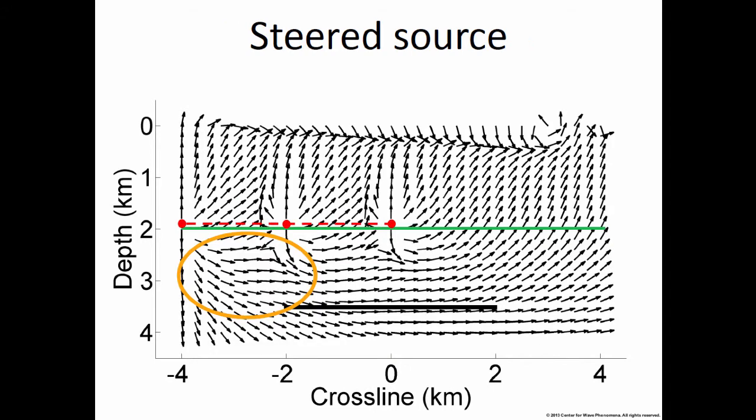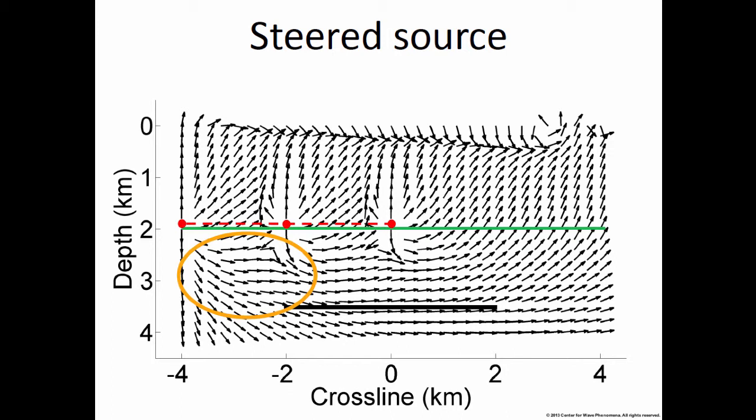So we can finally apply our optimal steering parameters to this source. And now you can see that within this orange circle, we have indeed changed the direction of this energy to move towards the reservoir. Also, you can see that more of the energy is traveling along the lateral direction of the reservoir, which basically means that more of the data that we record will have that information about the reservoir.